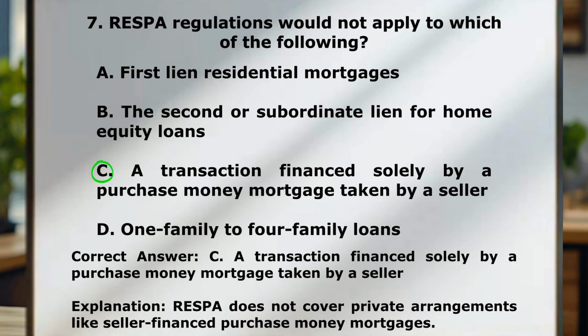A transaction financed solely by a purchase money mortgage taken by a seller. So what this means is that the seller actually financed the purchase. So this would be considered a private arrangement between the seller and the buyer, and RESPA does not cover those types of things. And to go back to this one, right? So if you didn't know, a seller can actually sell their home and they can become the bank. They can do what's called seller financing. If there's no debt on the property or the debt is paid off through a down payment, sellers do have the right to become the bank when they sell their home.